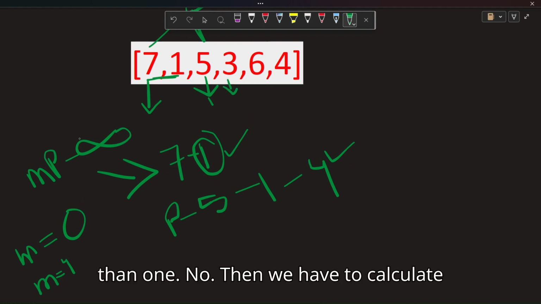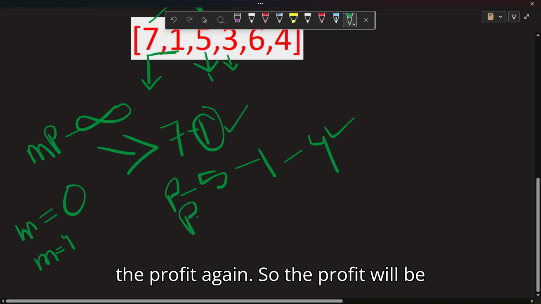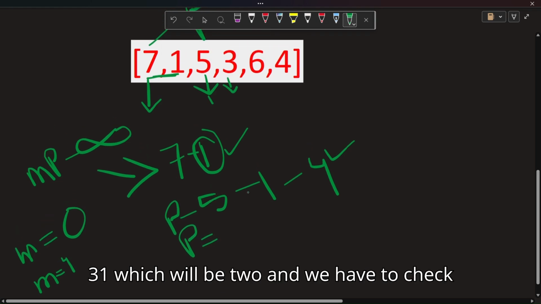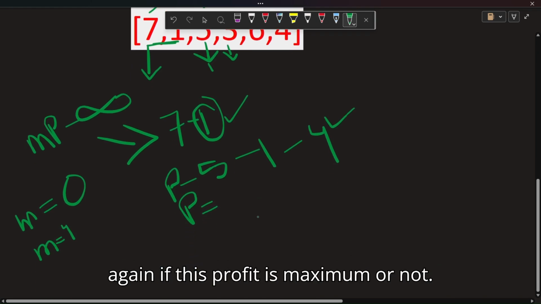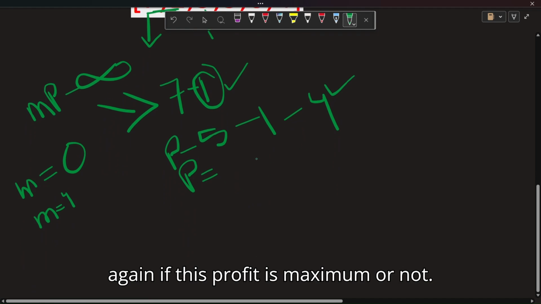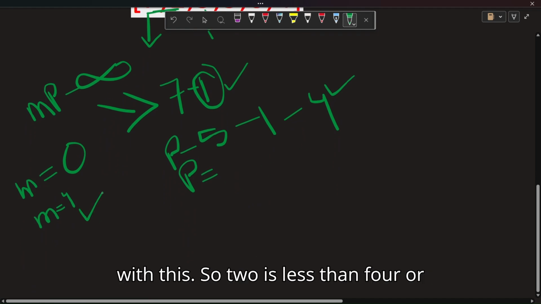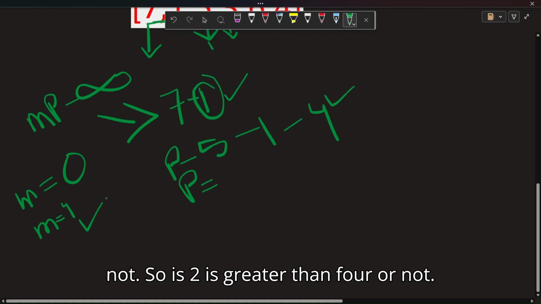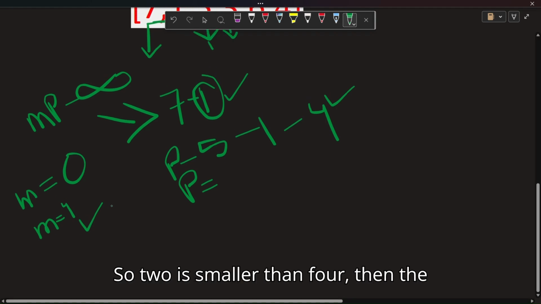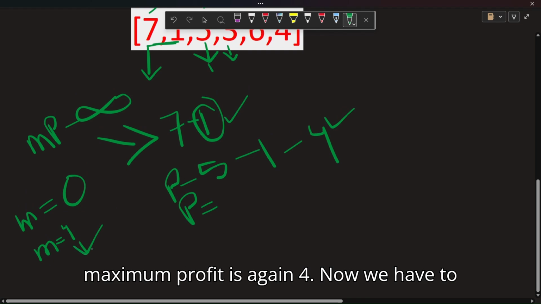So 3 is less than 1, no. Then we have to calculate the profit again. So the profit will be 3 minus 1, which will be 2, and we have to check again if this profit is maximum or not. So to check that, we have to compare it with this. Is 2 greater than 4 or not? So 2 is smaller than 4, then the maximum profit is again 4.